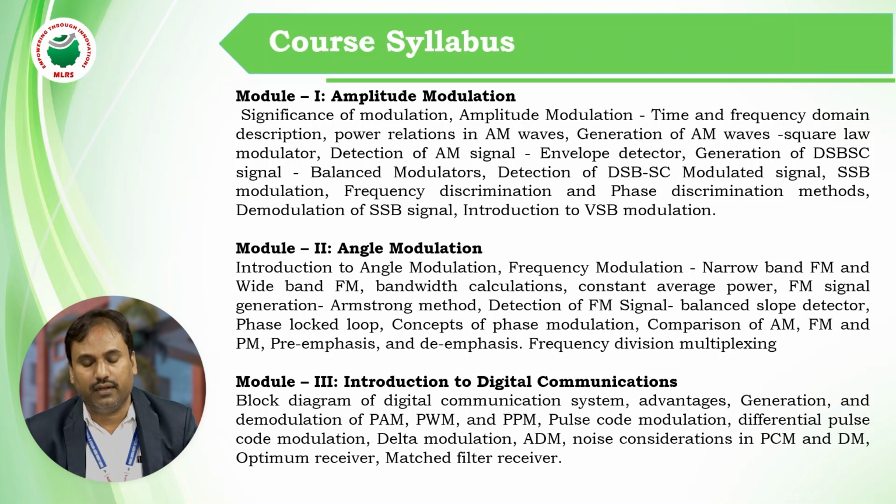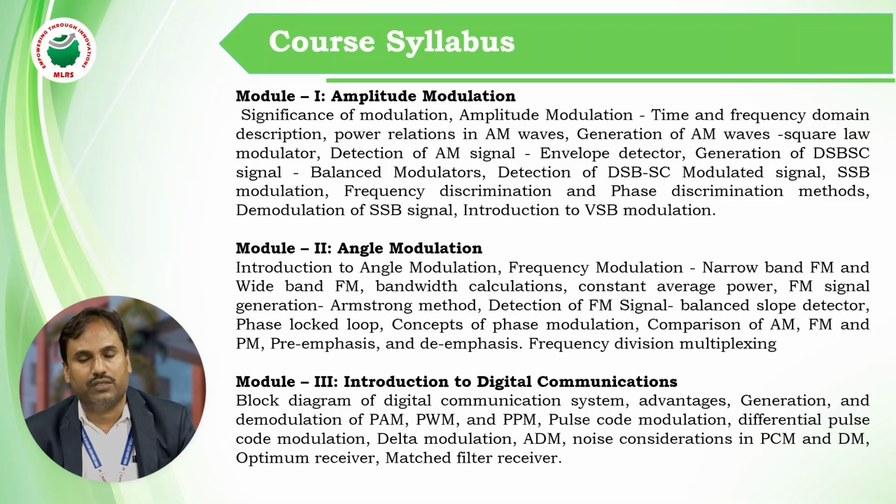So in analog amplitude modulation, we will have amplitude modulation as well as DSBSC, double sideband suppressed carrier modulation. Then we move to single sideband suppressed carrier modulation and an introduction to vestigial sideband modulation. So there is a flow. First we study what is amplitude modulation and we see what its drawbacks are.